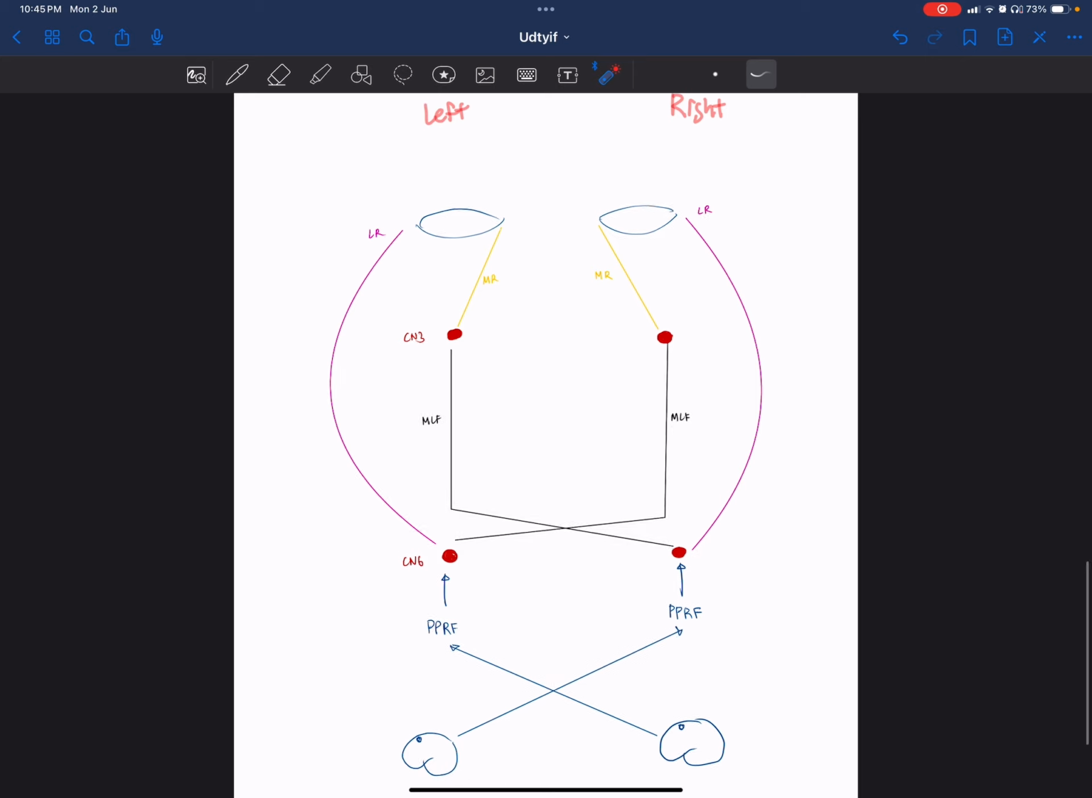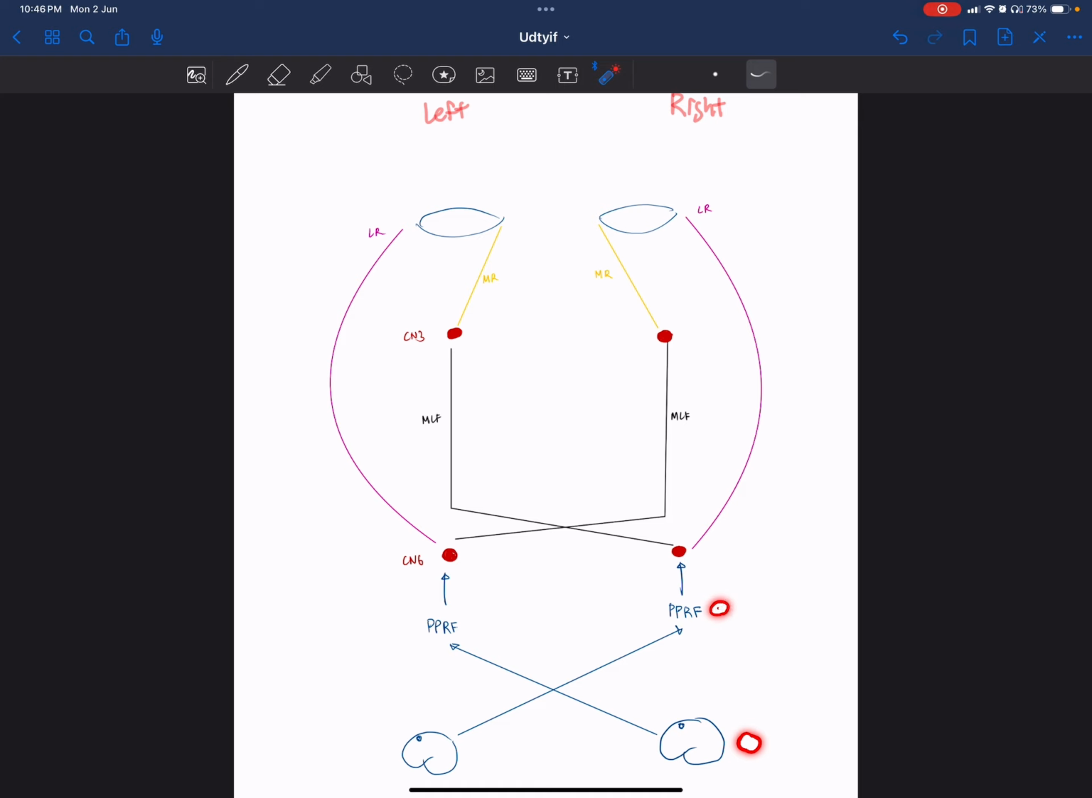So now your brain is thinking, I want to look laterally. I want to look this side. So information will go to the PPRF level. The PPRF will relay onto the cranial nerve 6, which is the abducens nerve. It innervates your lateral rectus to look laterally. So LR6. LR6. So the brain is thinking, let's look laterally.